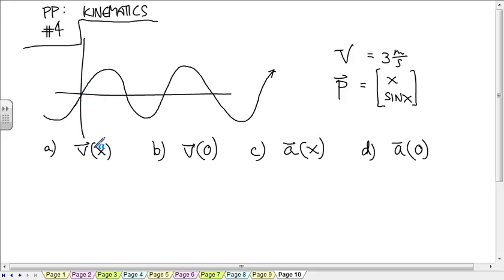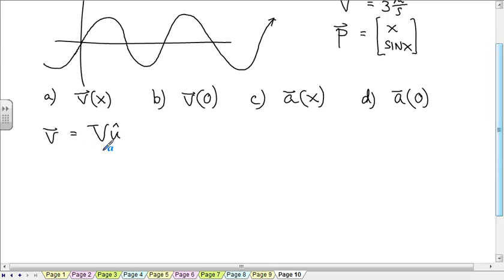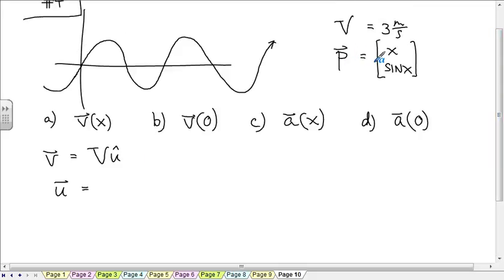All right, so to figure out the velocity vector, that's the speed times a unit vector tangent to the path. We can come up with a non-unit vector that's in the direction of the path by taking the derivative of the position with respect to the parameter, whatever variable you have. So dp/dx, that's 1, cosine of x.